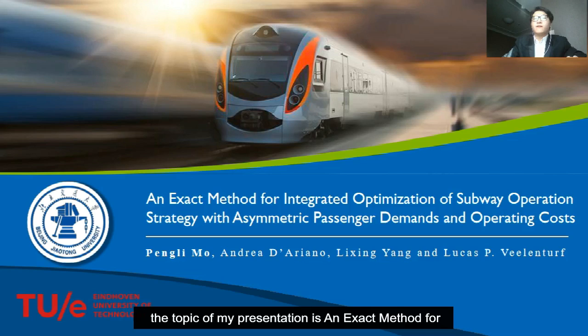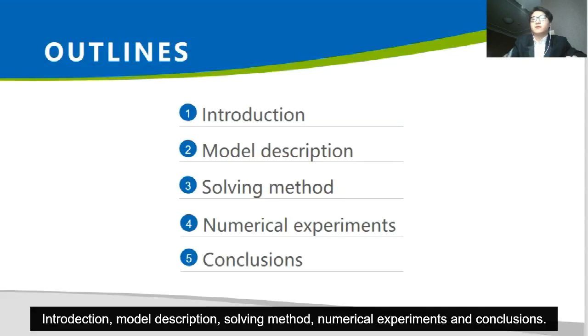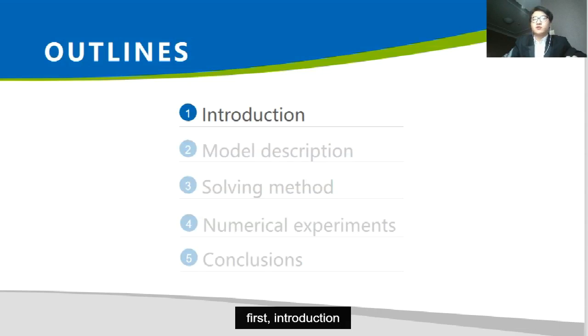The topic of my presentation is an exact method for integrated optimization of subway operation strategy with asymmetric passenger demands and operating costs. Next, I will introduce my research from the following 5 aspects: introduction, model description, solving method, numerical experiment, and conclusions. First, introduction.